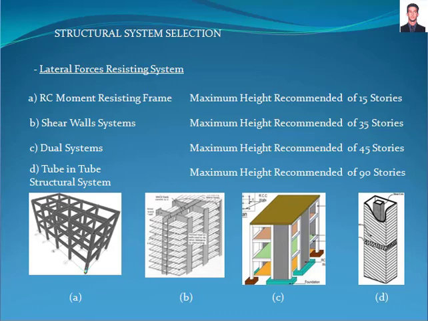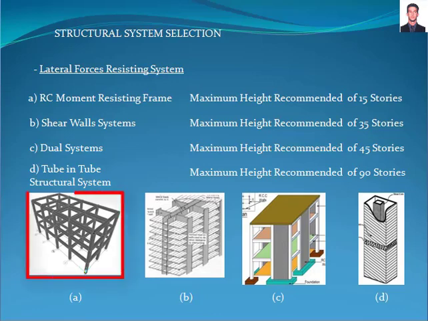The maximum height recommended for these buildings are: for reinforced concrete moment-resistant frames, 15 stories; shear wall system, 35 stories; for dual systems, 45 stories; and the tube-in-tube structural system, 90 stories. These maximum heights recommended are based on the experience of the project cost and architectural requirements.